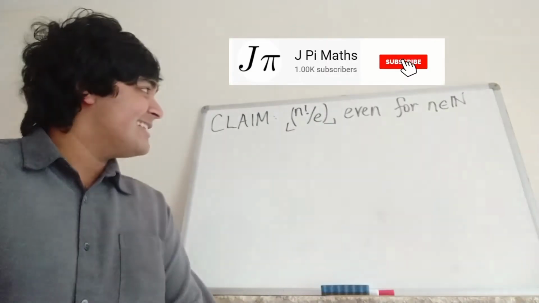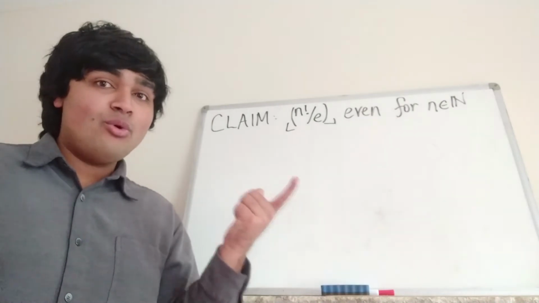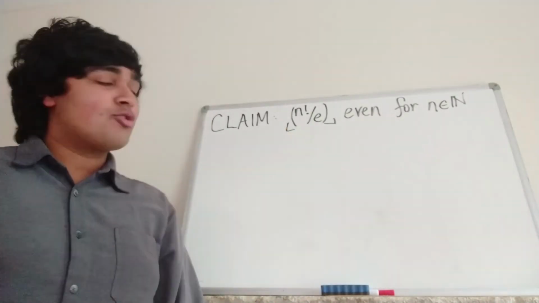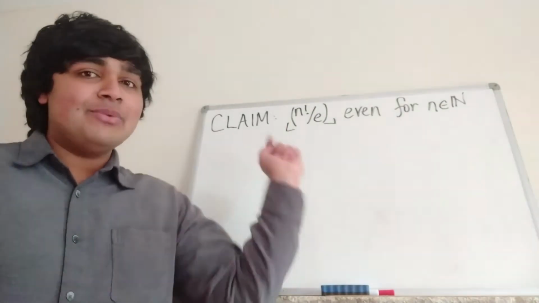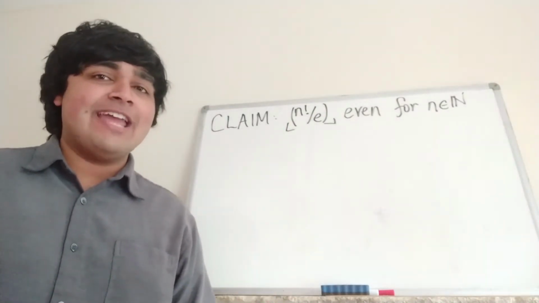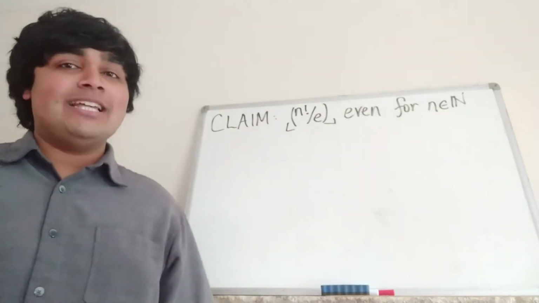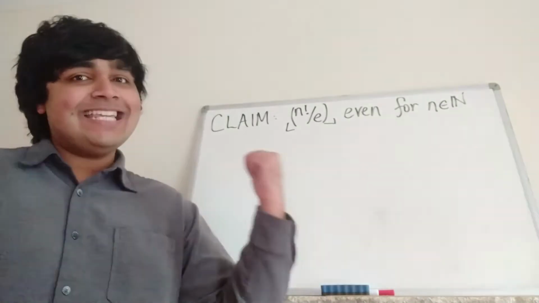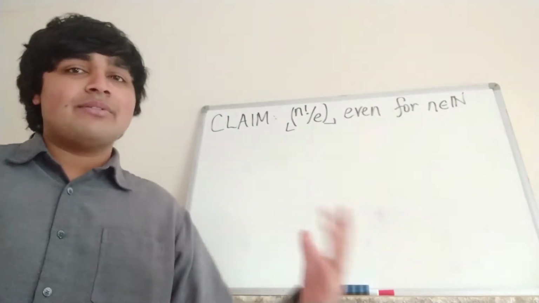Okay, so before I get stuck into the proof, just this notation here, the things that look like right angles, that just means the floor. So this thing here is the greatest integer smaller than or equal to n factorial over e, and we claim that that's even for every positive integer n. Now, we've got to introduce a definition of e, and the one I'm going to be using is the power series definition, which says that e to the z is the sum of z to the k over k factorial from k equals 0 to infinity.